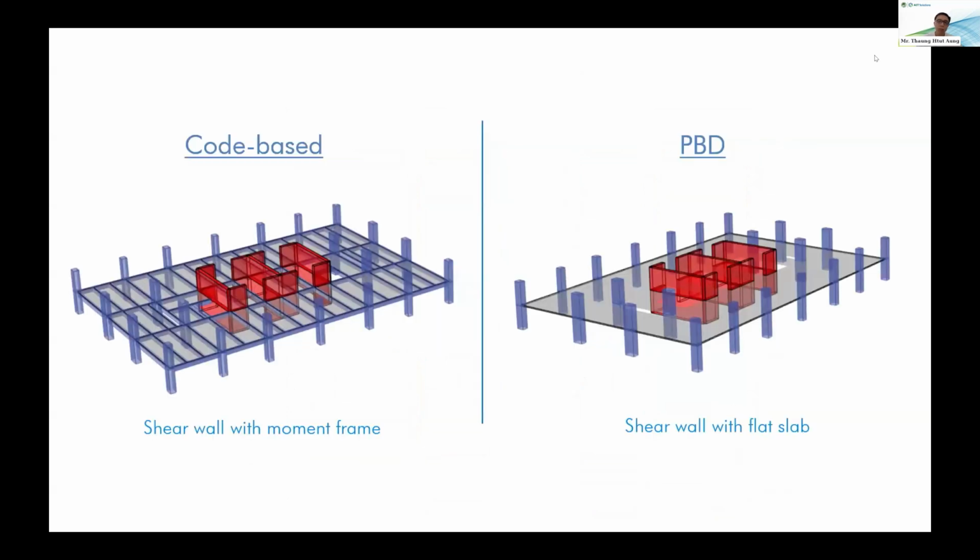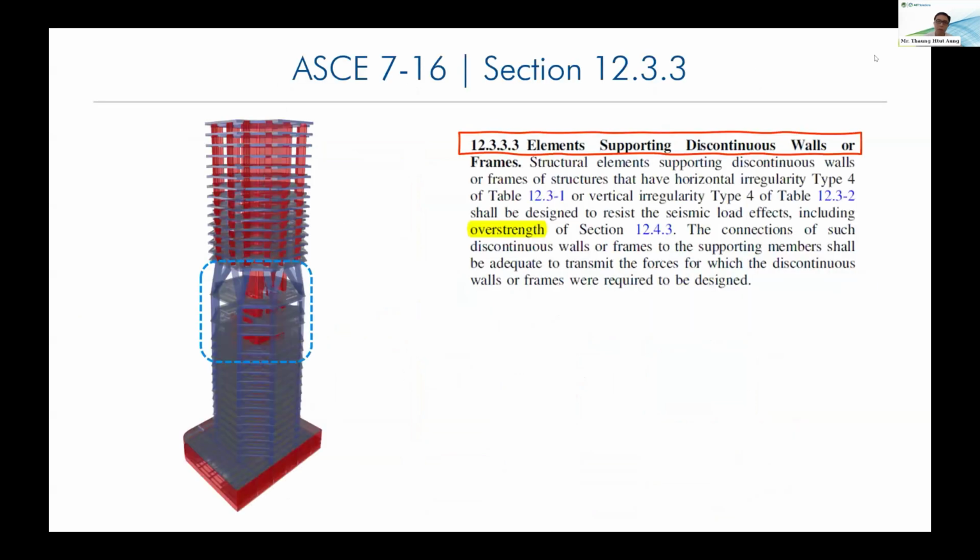Here, this is a comparison between the code-based structural system and performance-based structural system. Another thing is the omega factors. When we design the building members, structural components, which need to remain elastic or which need to be designed to resist the maximum seismic force demand during the earthquake, we need to use the omega factor, overstrength factor.